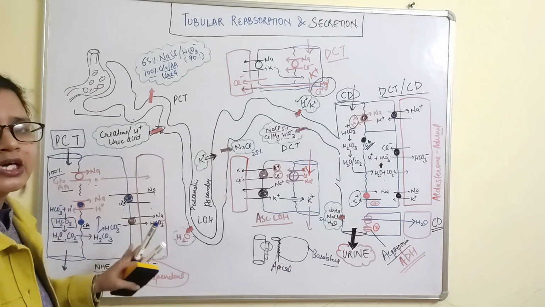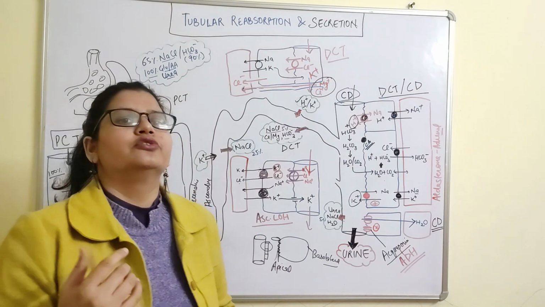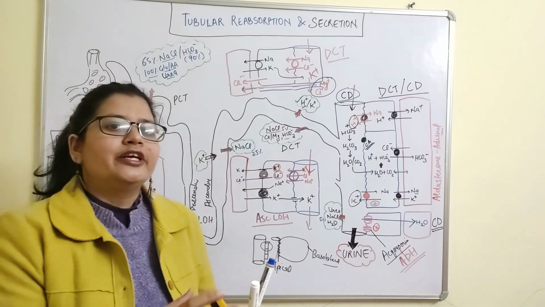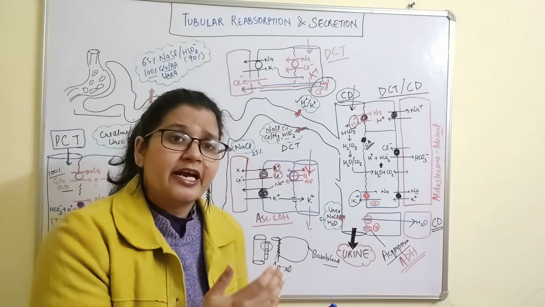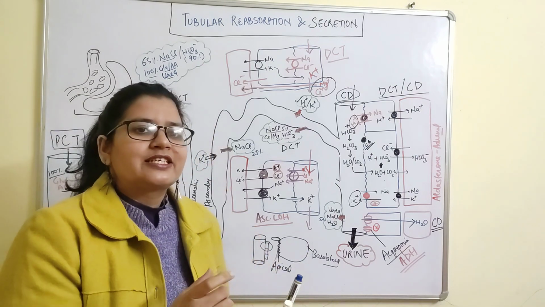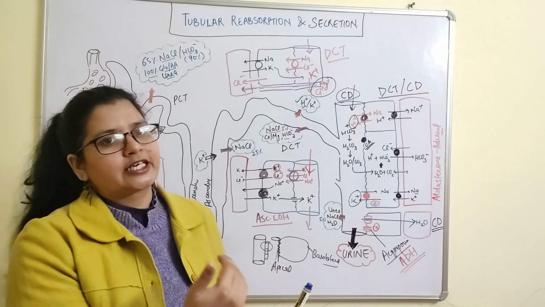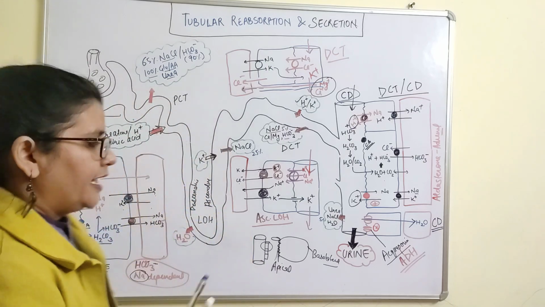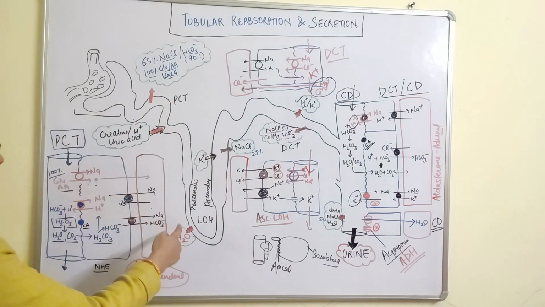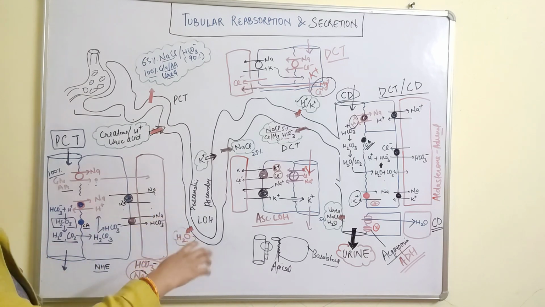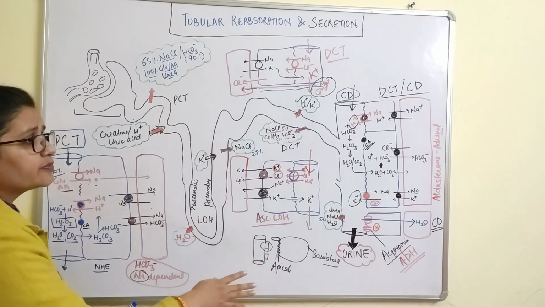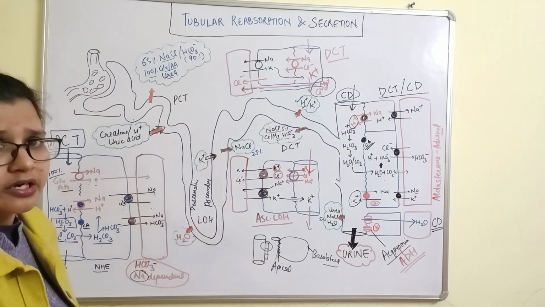So PCT is over. I think you should pause the video and draw it by yourself, understand it, and list down which channels are present in the apical membrane and which channels are present in the basolateral membrane. Next, coming to the loop of Henle, descending. Obviously, we don't have to tell any reabsorption because only water reabsorption occurs here.